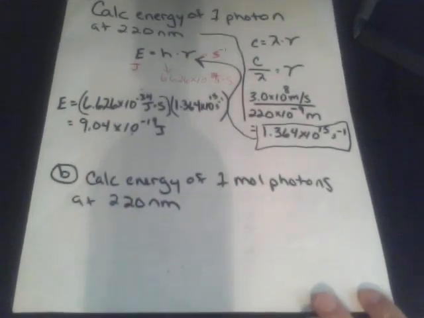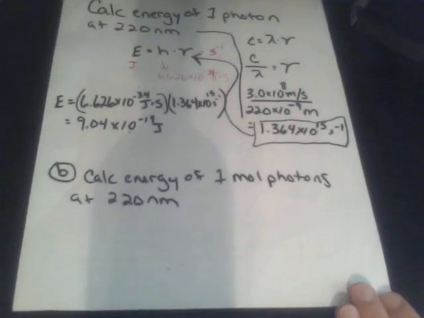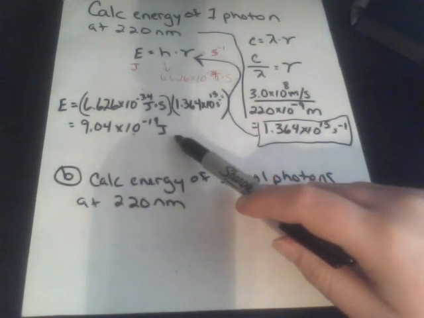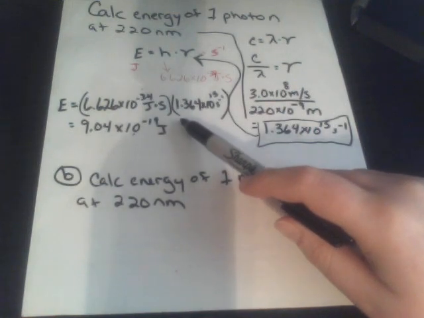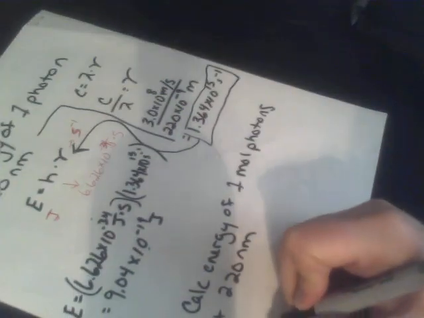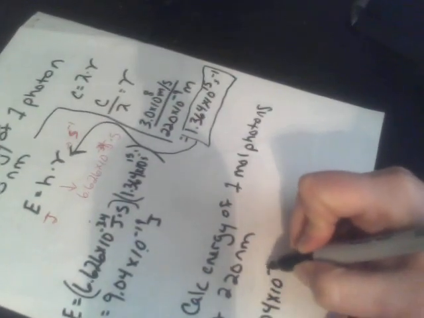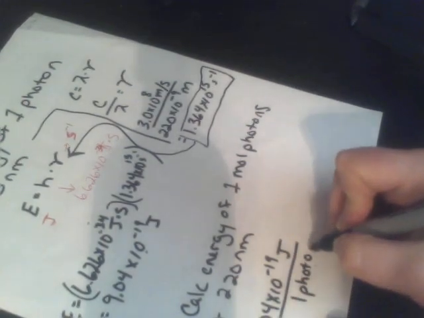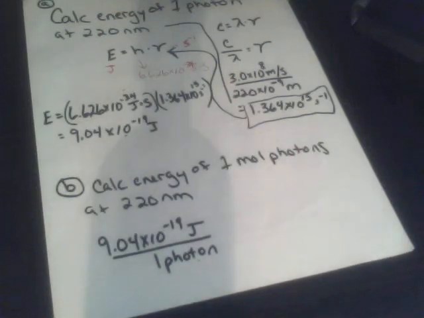However, in part B, and this is something that you are going to encounter, I need to know the energy of 1 mole of photons. So this is the energy for 1 photon, correct? That's what we just solved for. So let me write that out. 9.04 times 10 to the negative 19 joules for every 1 photon. That's really, if I were to put it into a fraction, that's really what we found, right? Joules per photon.